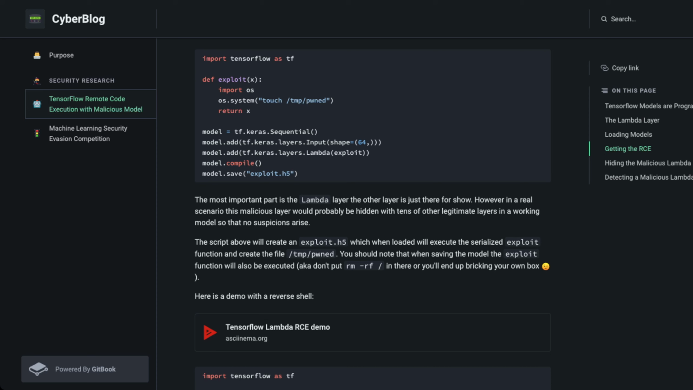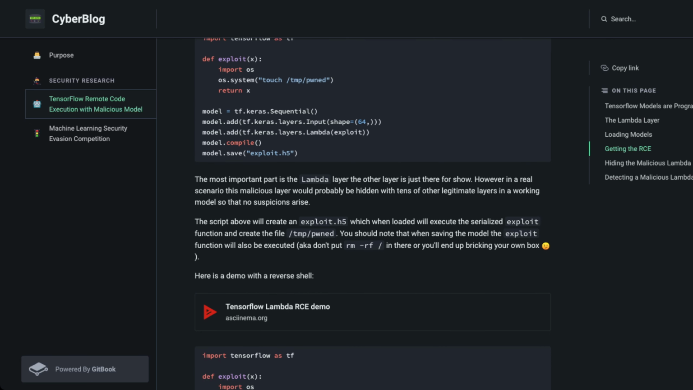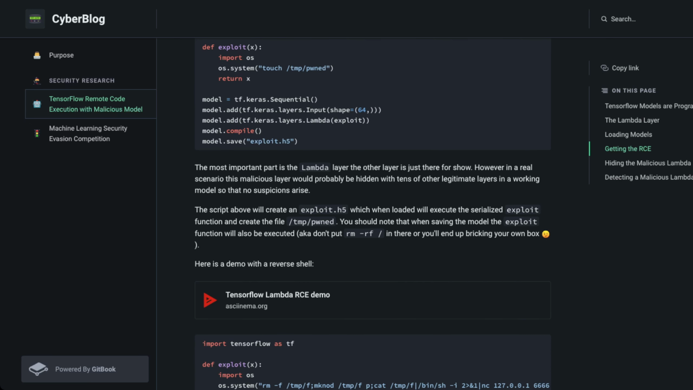And then they say here, the most important part is the lambda layer. The layer is just there for show. But in a real scenario, it would be pretty easy to make this look like any other existing layer and make it really hard to understand where the layers interact with each other.